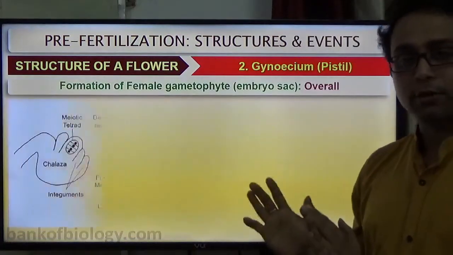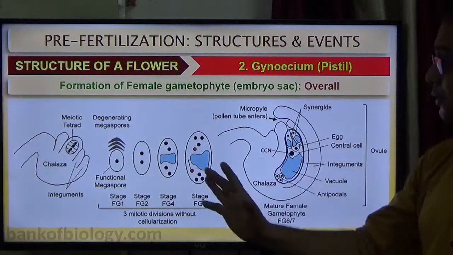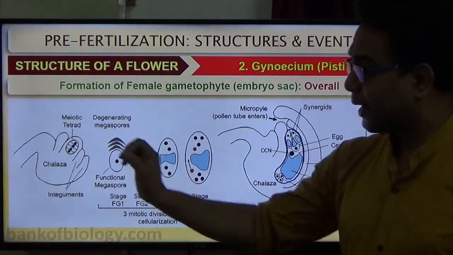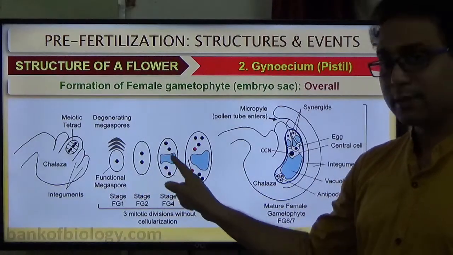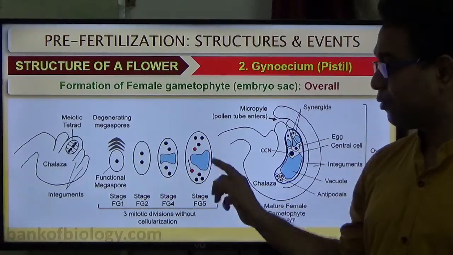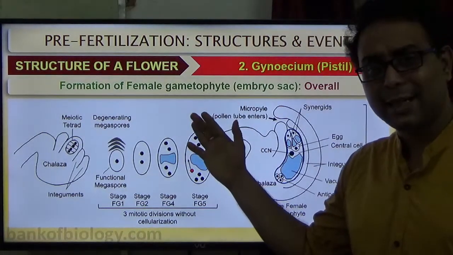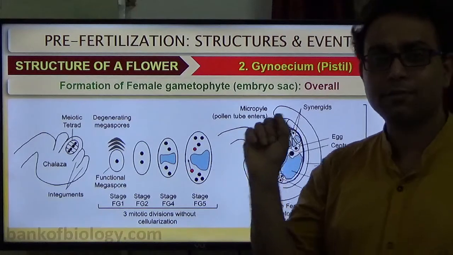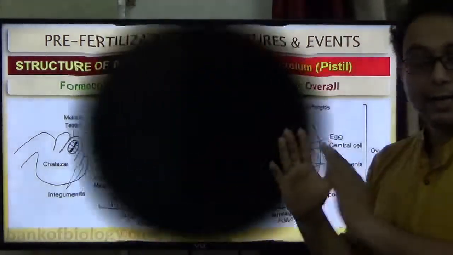So this is the process by which the egg cell is produced. This is the overall process. At first the 4 cells, 3 degenerate, 1 is there. Then the nucleus division is happening. Right? 8 nuclei are there, 3 go to the micropylar end, the opposite 3 go to the chalazial end, 2 are present in the central region. This is the formation of the egg cell. Clear? So this is our class for the gynoecium.